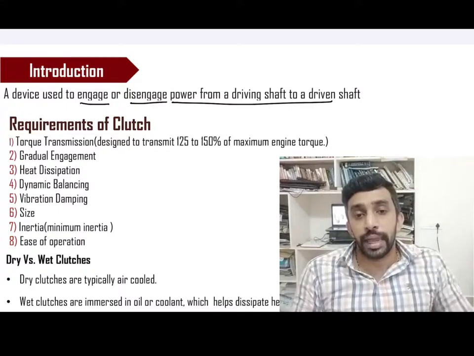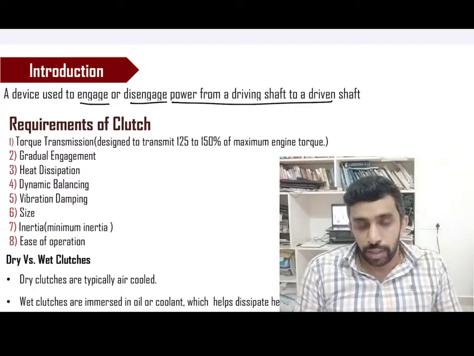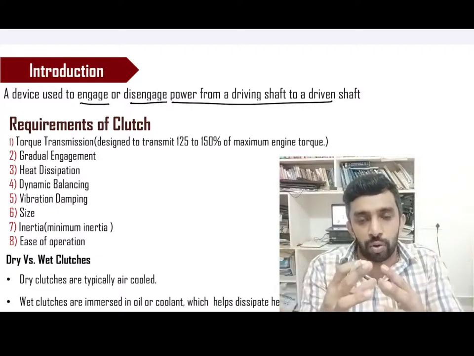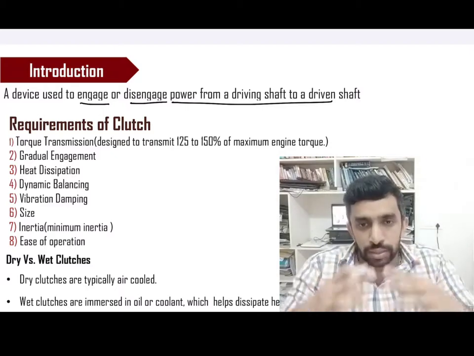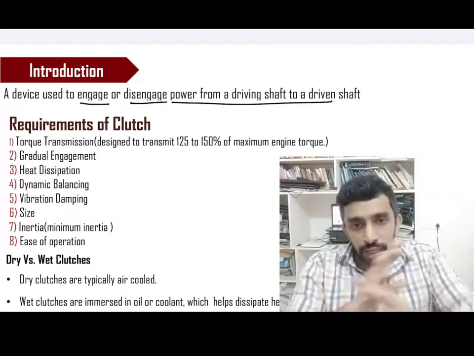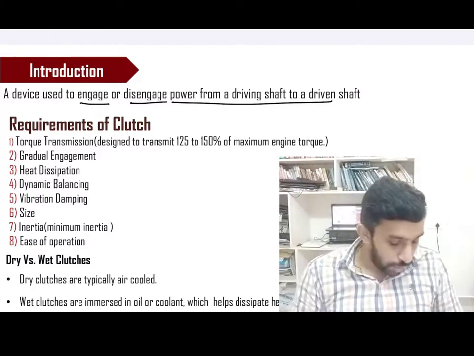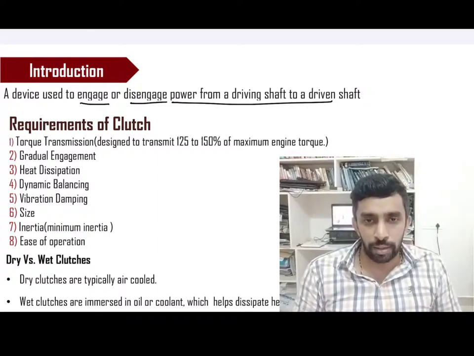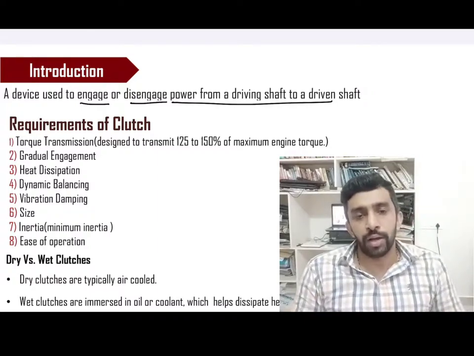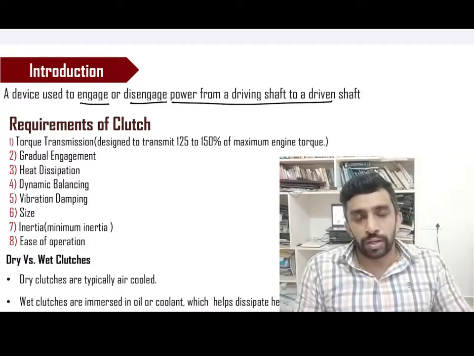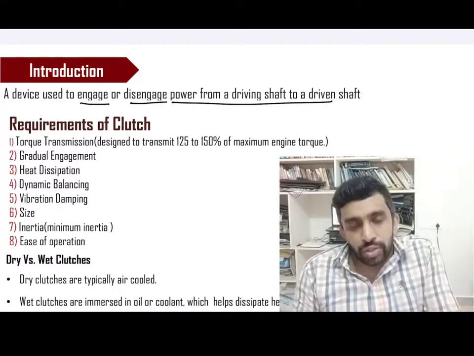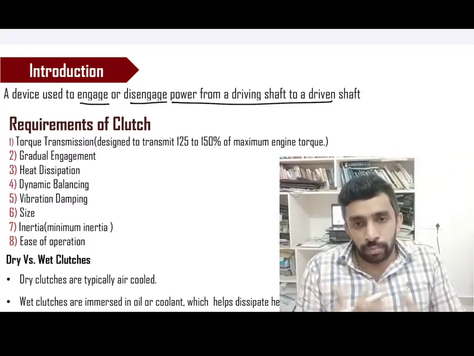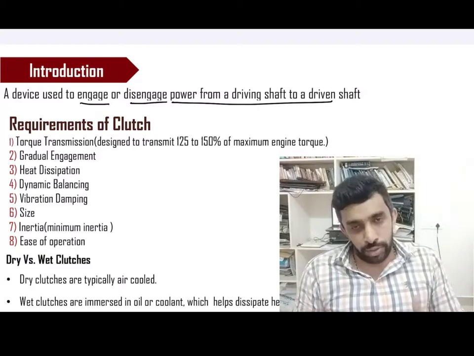And the second one is that the engagement should happen gradually. Suppose you just consider two shafts which are rotating at two different speeds, and all of a sudden if they come into contact, the shock or the jerk will happen on both the ends, and this can even lead to failure also. So gradual engagement has to happen. I think most of you have already driven a motorcycle or a four-wheel car. There you have used the clutch, and you know what will happen if you release the clutch pedal all of a sudden. The vehicle will experience a sudden jerk in motion. So that should be avoided.